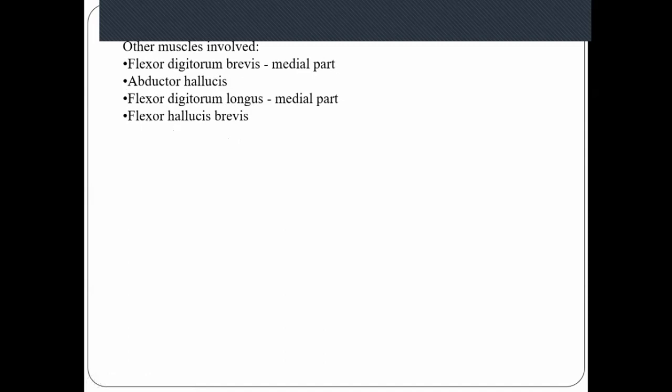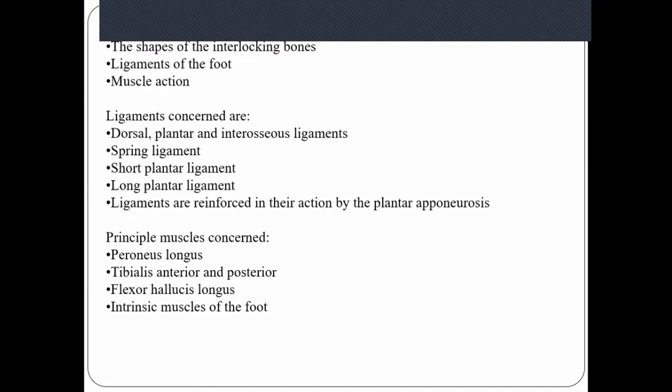All those ligaments, muscles, and the principles of foot arches are clearly described in your Smith's anatomy book. And there will be a separate lecture from Jayapati Madam on foot arches. Okay.